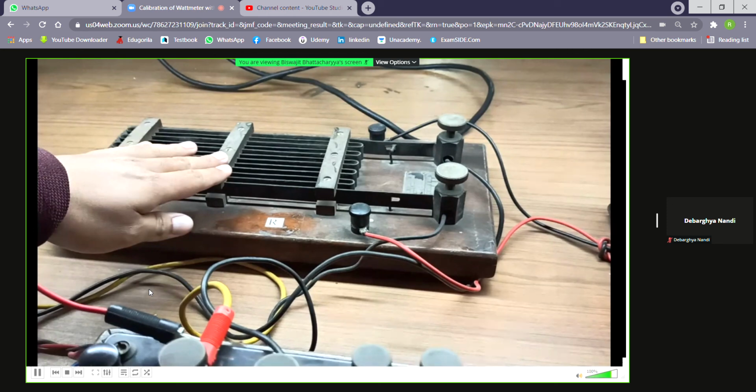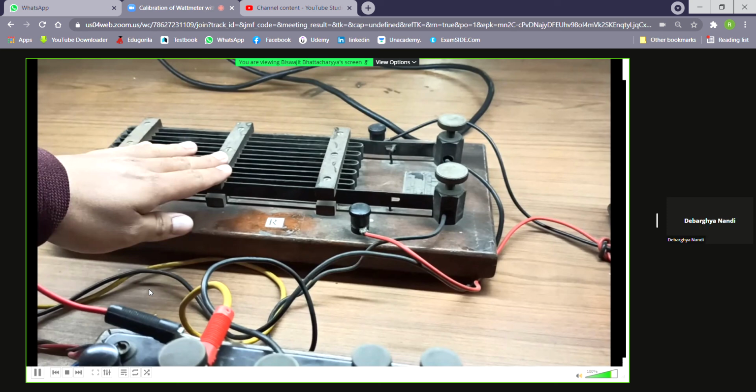Now I have 2 questions for you. First thing is, why are there 4 terminals for such a resistance? Second question is, why is the size of the current terminal more than the size of the potential terminal? Okay, you will think about this particular thing. I don't want to explain it right now. So 2 questions: why 4 terminals for this resistance, and why do the current terminals have bigger size?